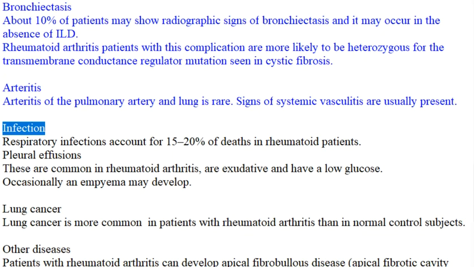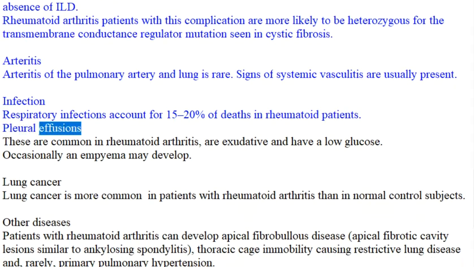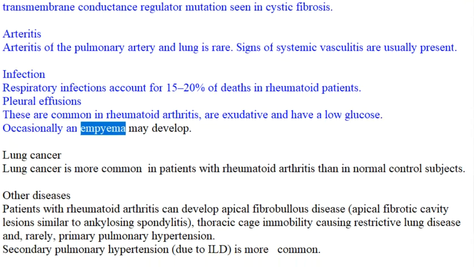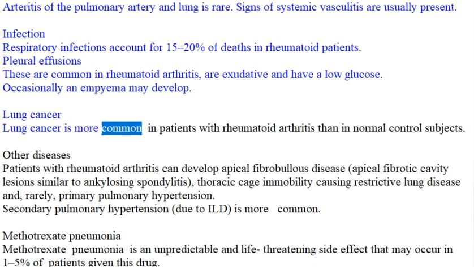Infection. Respiratory infections account for 15 to 20% of deaths in rheumatoid patients. Pleural effusions. These are common in rheumatoid arthritis, are exudative and have a low glucose. Occasionally an empyema may develop. Lung cancer. Lung cancer is more common in patients with rheumatoid arthritis than in normal control subjects.